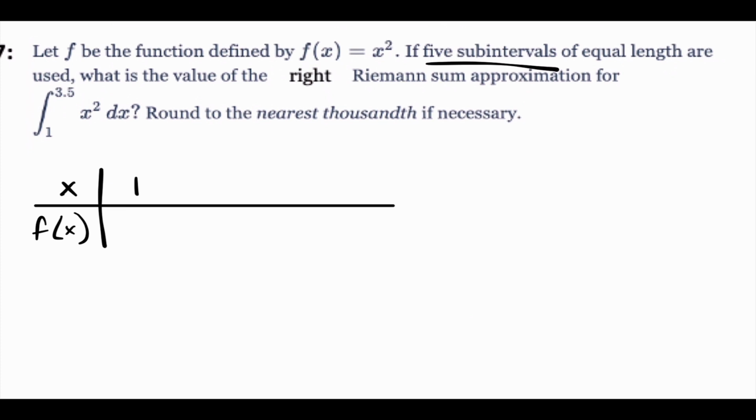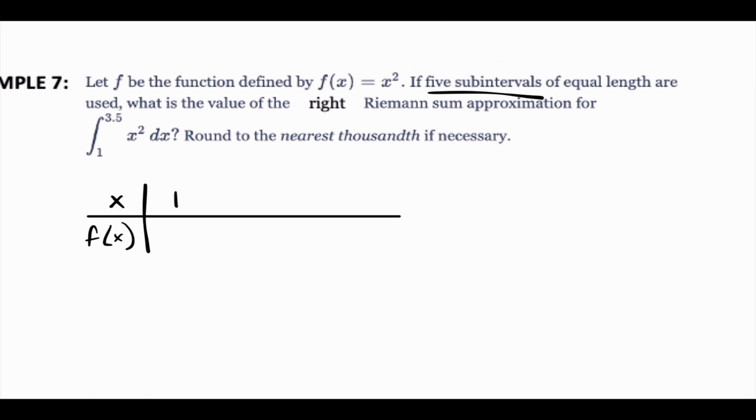We need 5. And how much distance do those 5 need to cover? 2.5, from 1 to 3.5, 2.5. So we need them to cover 2.5 units, and we need 5 of them. So how wide are each of them going to be? Half, right? Each of them is going to be half.